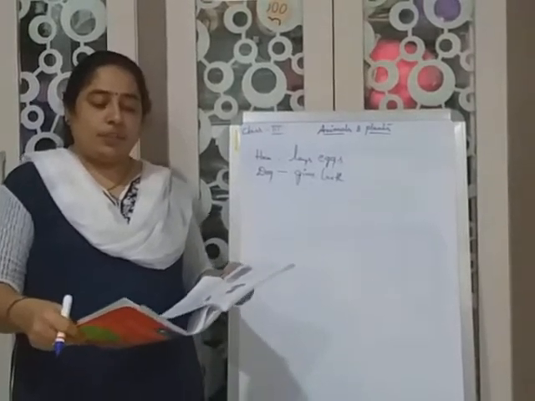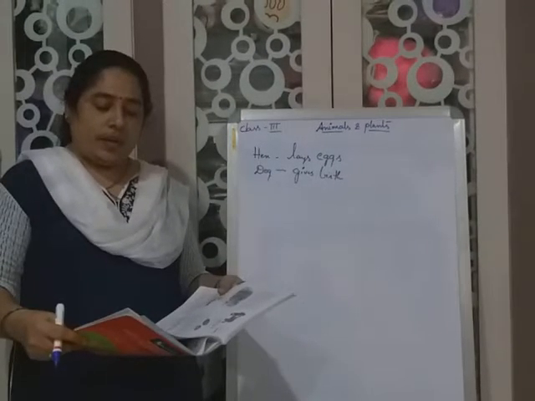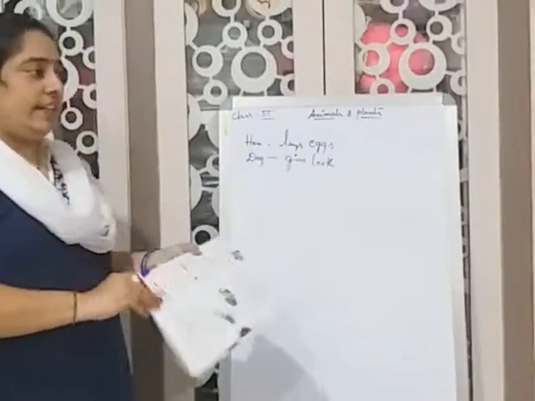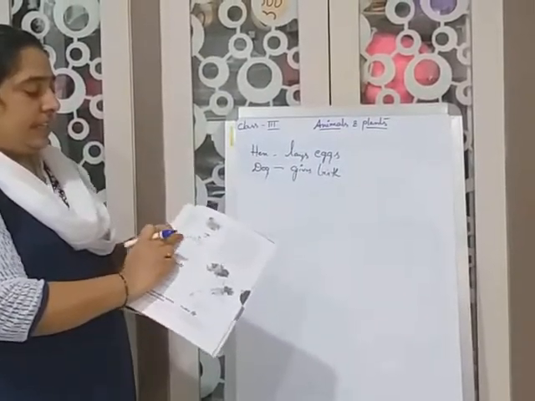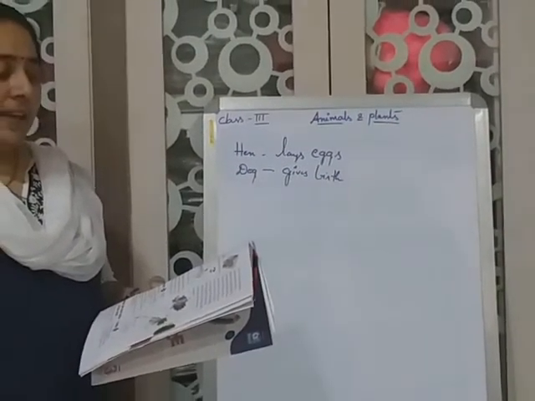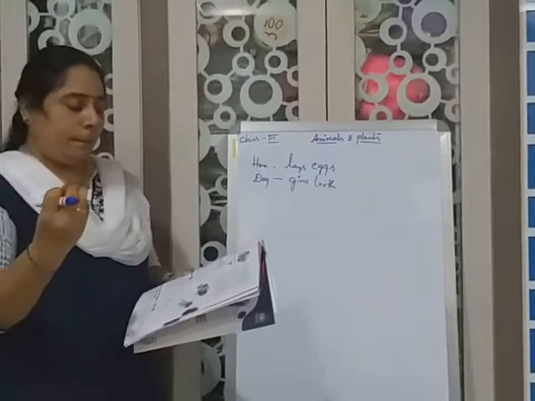Most plants produce seeds. Okay? How do they produce? See the picture, children. They produce seeds. Many plants grow from seeds. These seeds give rise to new plants.